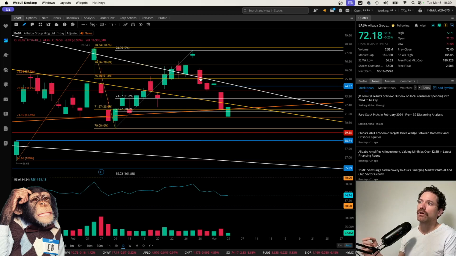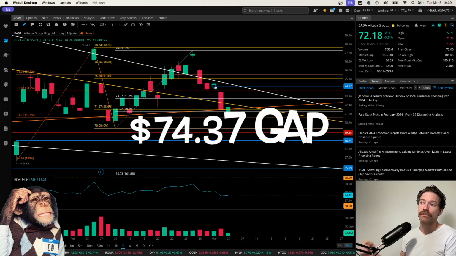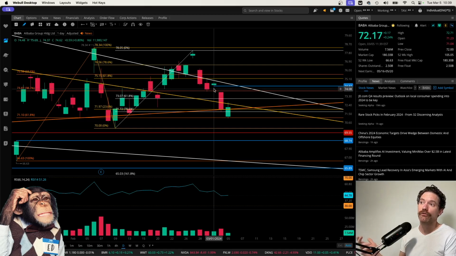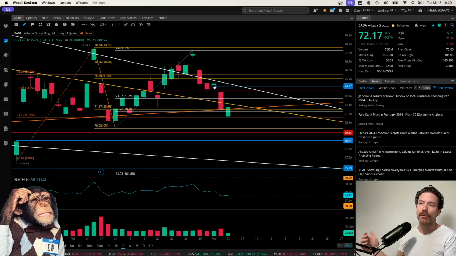And then it does look like that 618 level did act as resistance the next couple of days, attempting to consolidate, but really ending up just being bearish consolidation before another gap going down. And that gap fill would be at a price of $74.37 based on the low of March 1st. And so that is a level that we may want to be paying attention to, right around $74.50. There might be some resistance there.